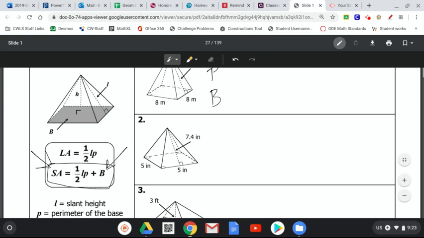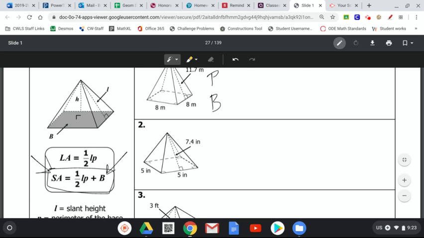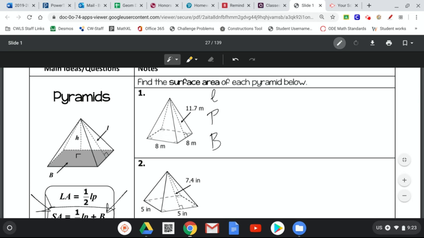So for number one here, the slant height is given to us, it's 11.7. The perimeter, all right, it's just a square. So it's a square with sides of 8 and 8 and 8 and 8. And they give you the right angle, so you know that as well. For the perimeter, we just have to do 8 plus 8 plus 8 plus 8, or 8 times 4, which is going to give us 32. The area of the base, it's a square again, so we're going to do base times height. So it's going to be 8 times 8, which is 64.